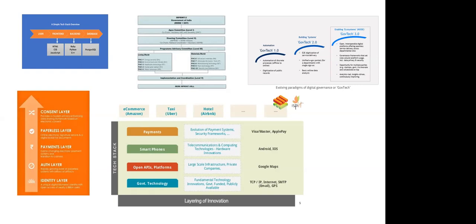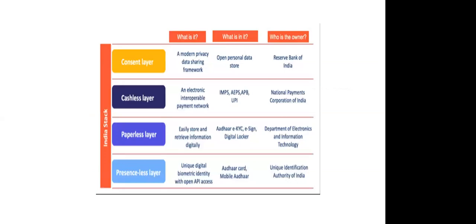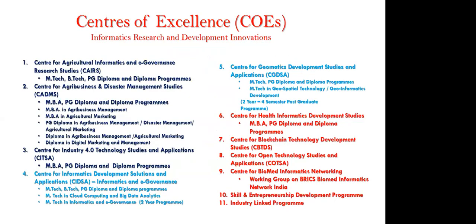And as far as the government is concerned, it is jumping from GovTech 1.0 to GovTech 2.0 to GovTech 3.0. These are the digital transformation pathways. So in order to facilitate, I was instrumental for establishing the centers of excellence for informatics research and development innovations, which will result in digital transformation.